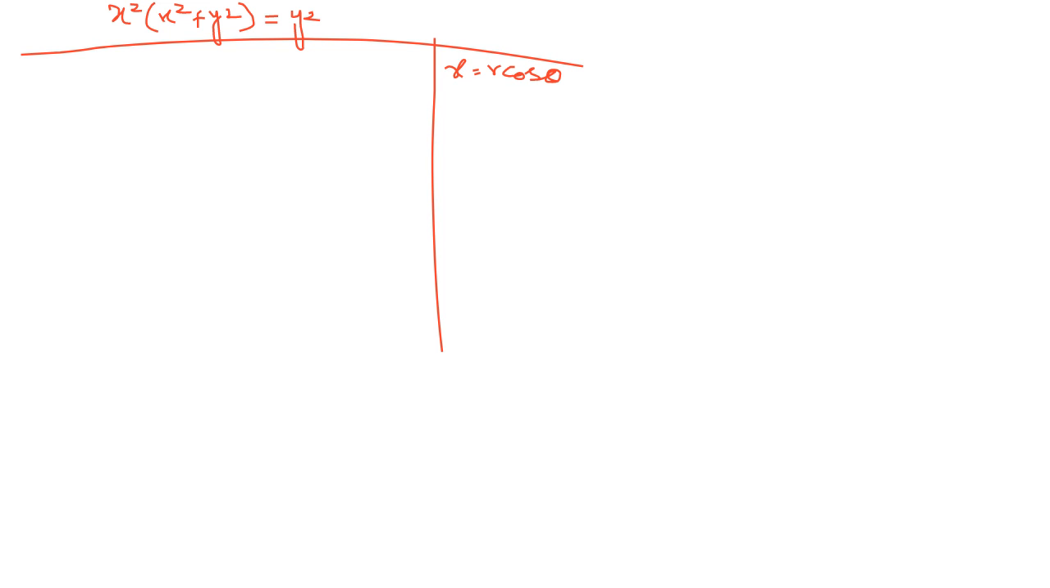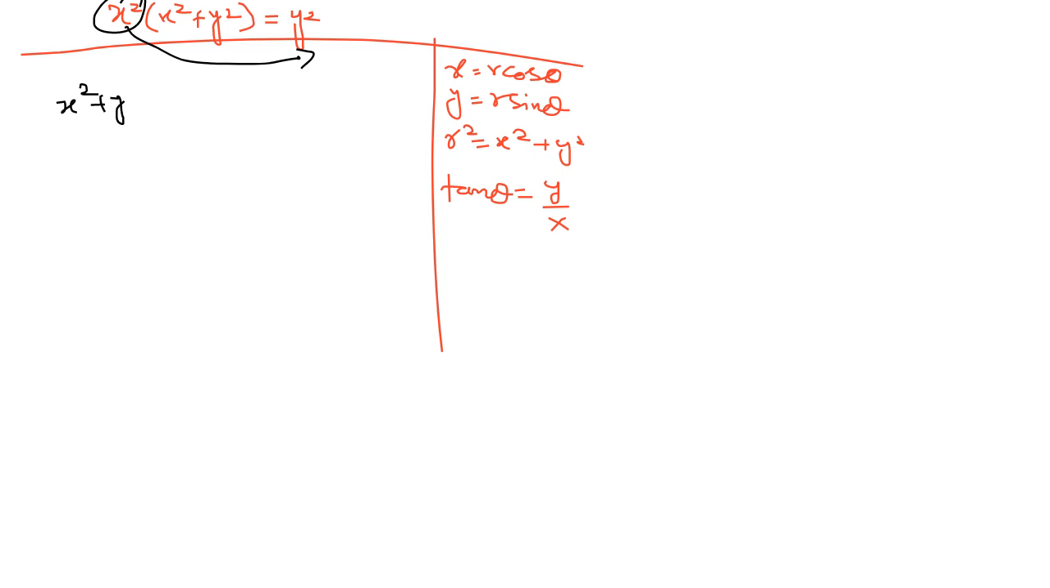x is equal to r cosine of theta, y is equal to r sine of theta, r squared is equal to x squared plus y squared, and tangent of theta is equal to y over x. Now, can I replace this y squared to this side? So that becomes x squared plus y squared is equal to y squared divided by x squared, right? Is this okay?